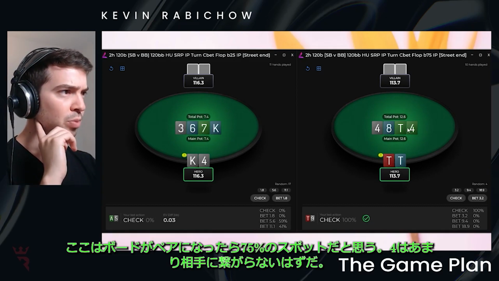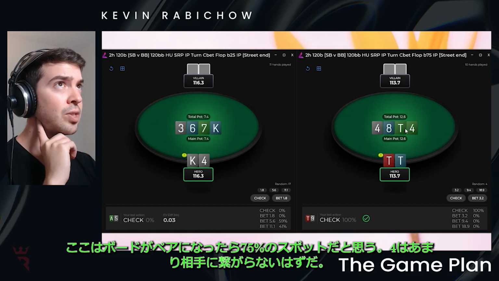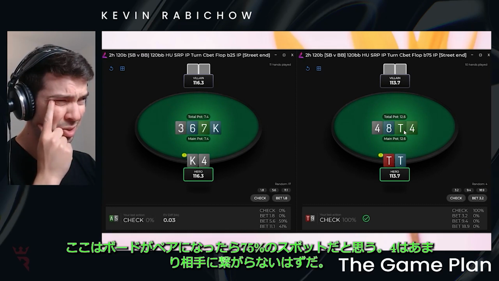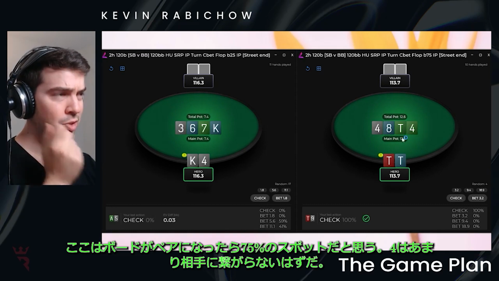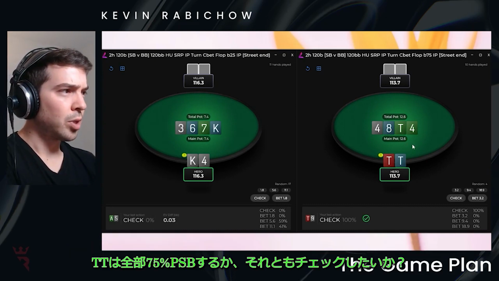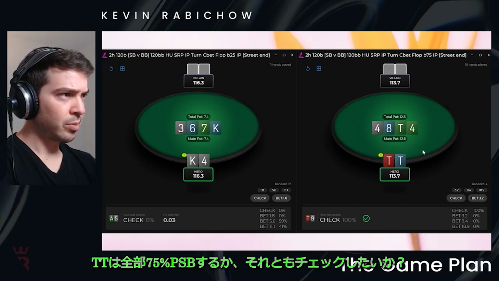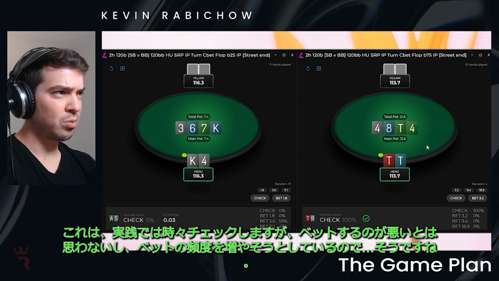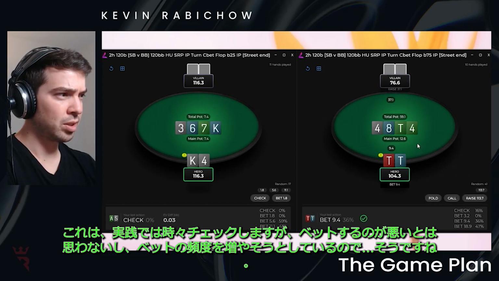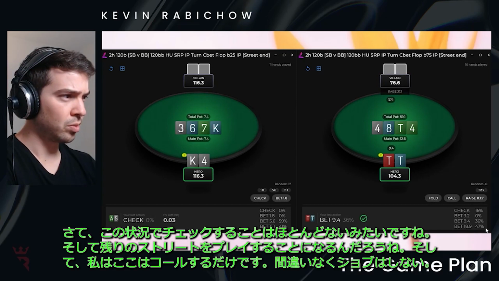So here, when the board pairs, I believe it's a 75% spot. The 4 shouldn't connect with my opponent too much. Do I want to be betting 75% with all the 10s in my hand, or do I want to check? This is a hand I would check sometimes in practice. I don't think it's bad to bet, and I am trying to increase my betting frequency, but it's very rarely checking in this situation.